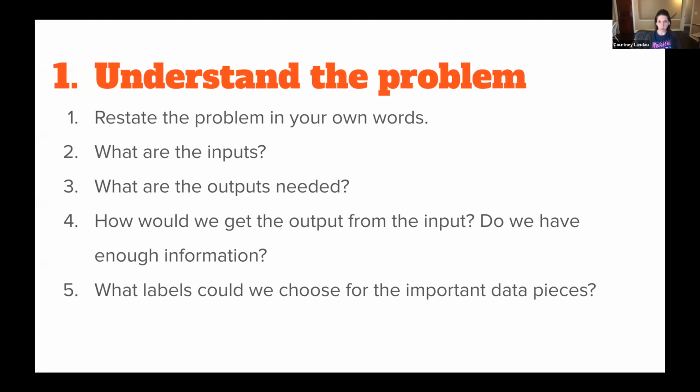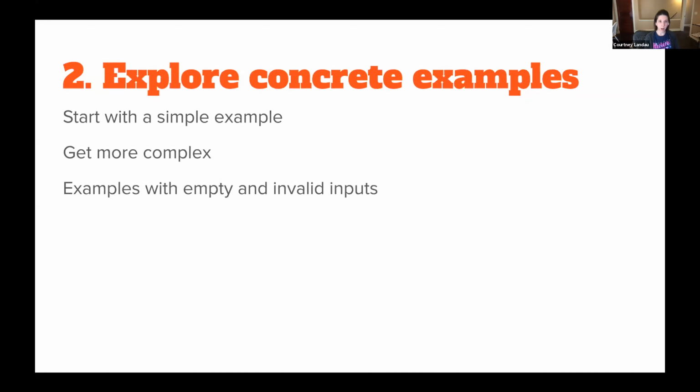And also, what labels could we choose for important data pieces? This helps you think about what you need to solve the problem. So you need to name the function itself, name the parameters. I would probably use a variable to hold the sum before I decided if it was even or odd, things like that. So once you thoroughly understand the problem, you would move on to step 2, which is explore concrete examples.